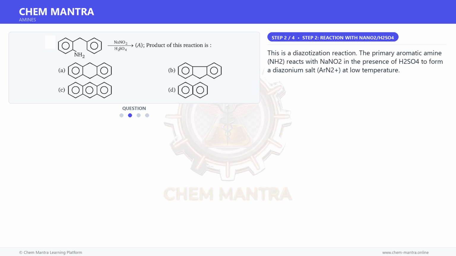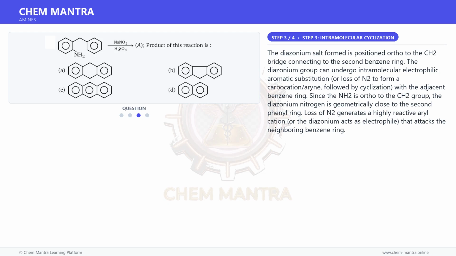Moving on to the next step. This is a diazotization reaction. The primary aromatic amine, NH2, reacts with NaNO2 in the presence of H2SO4 to form a diazonium salt, ArN2+, at low temperature.